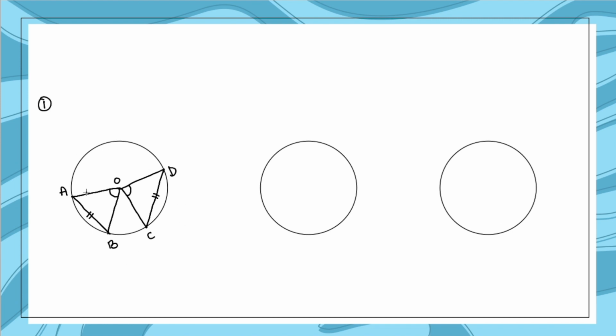That means if the angles made by these chords are equal, then the chords are also equal, and vice versa is also true. That means if the chords are equal, they will make equal angles at the center. That is the first property which we have.